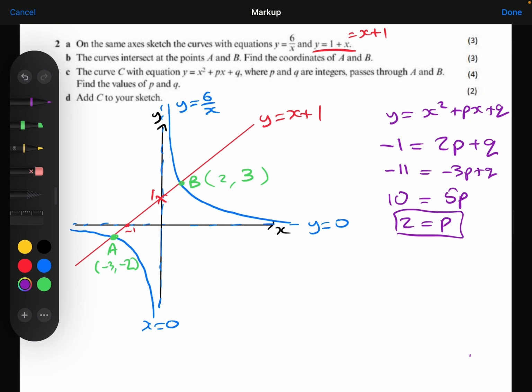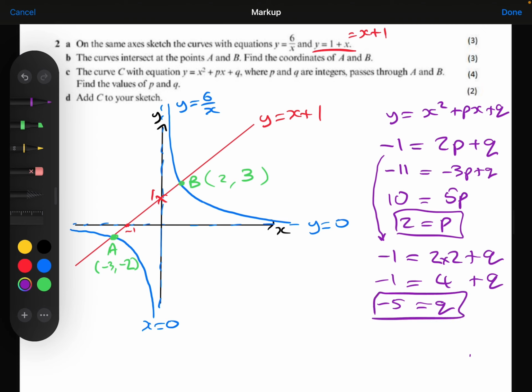If we now substitute that back into either of these equations, I'm going to substitute it back into the first equation. We've got minus 1 equals 2 times p, so 2 times 2 plus q. So q is minus 5. Therefore, our original quadratic equation for c is y equals x squared plus 2x minus 5. That's the equation of c.